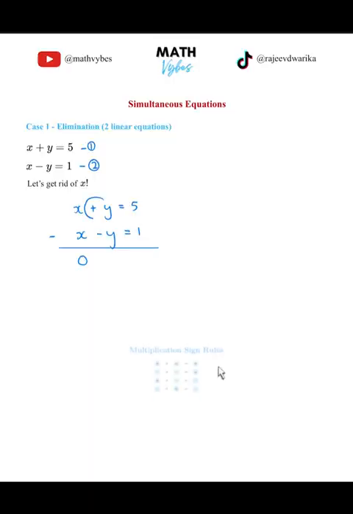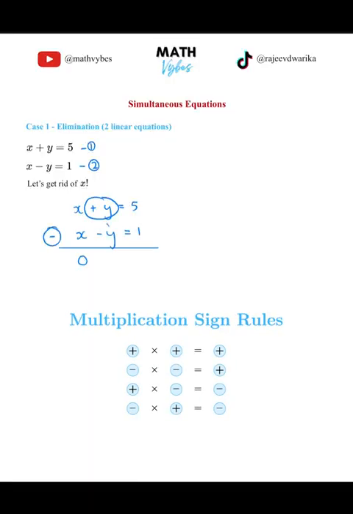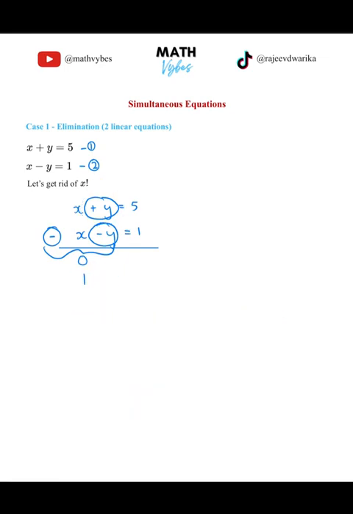So then we have positive y minus minus y. Now, minus minus y is going to turn to plus y. So we have positive y plus y, and so that's going to be plus 2y. Then we have 5 minus 1, so 5 minus 1 would be equal to 4. And so we have 2y is equal to 4.